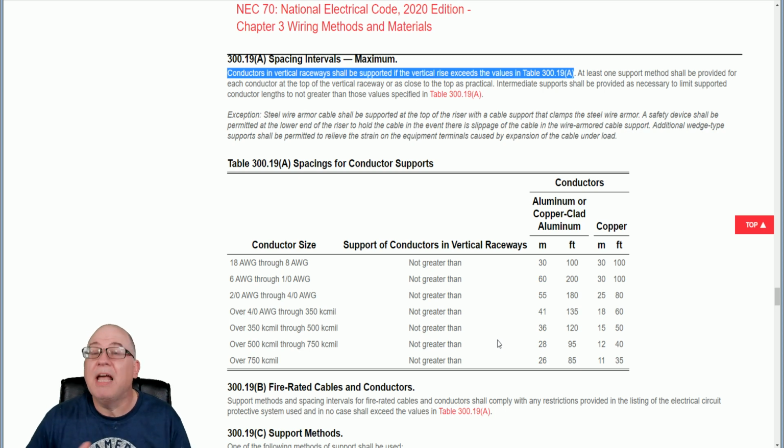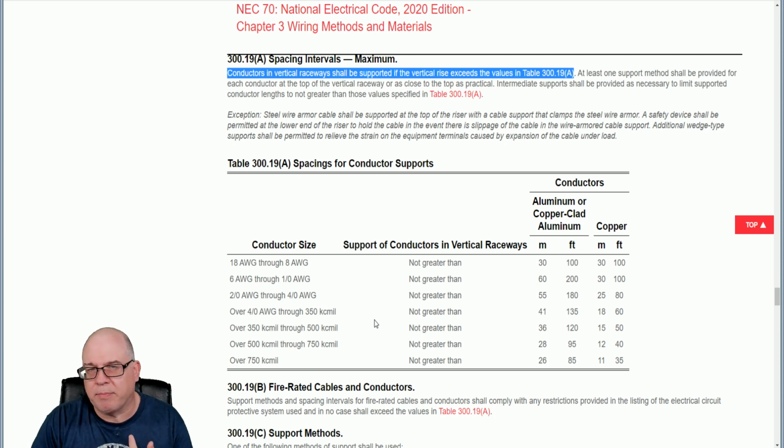There you go. If it's over 60 feet, let's say it's 120 feet, then what am I going to need? I'm going to need not only support at the top, but I'm also going to need support at an intermediate level, so that my supports are every 60 feet if I'm dealing with 250 kcmil. All right, so anyway, that's how that rule applies.